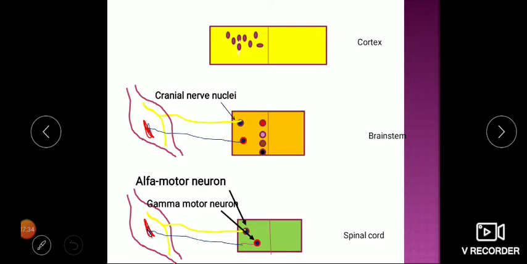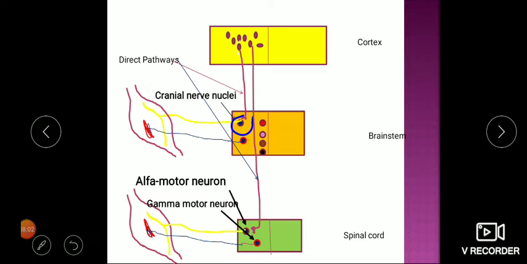So this is the gamma motor neuron in the brainstem. Again it is supplying the muscle spindle. Physiologically both are the same. Now these are the tracts which are arising from the cortex. Some are ending on the brainstem, some are ending on the spinal cord. So as they are ending directly on the motor neuron which is supplying the muscle, these are called direct pathways. And the motor neurons which are directly supplying the muscles are called lower motor neurons.